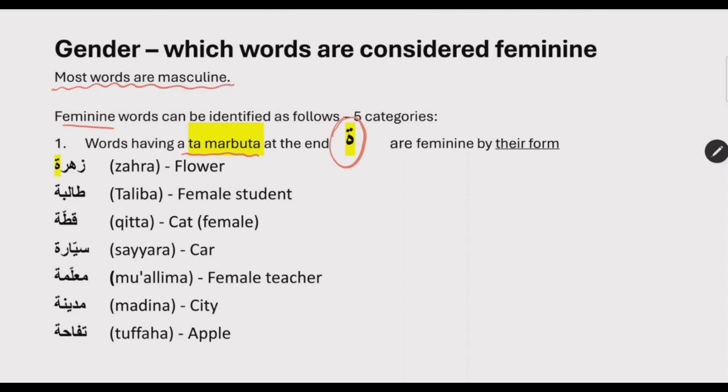When you see a ta marbuta at the end of a word, you just know that all words with ta marbutas here are feminine. Some of them would be like a flower, we know they are male and female in terms of nature as well as in animals. But generally, you just look for a ta marbuta and you know that word is feminine by virtue of its spelling.